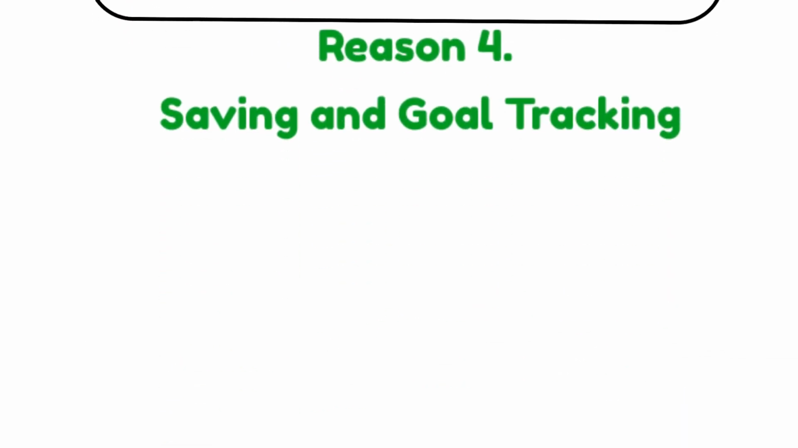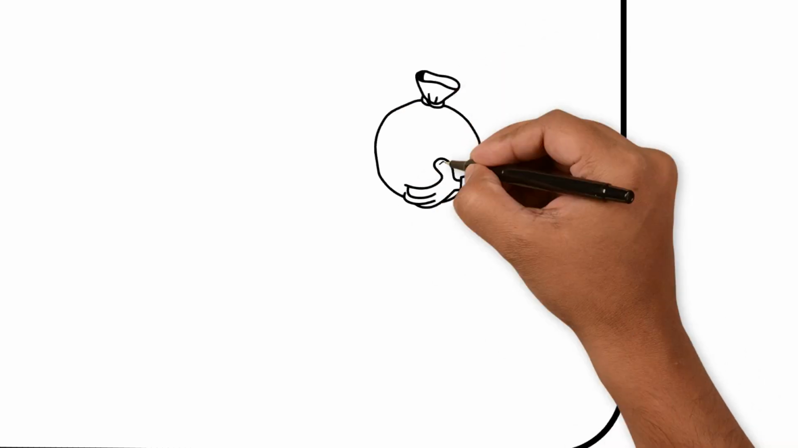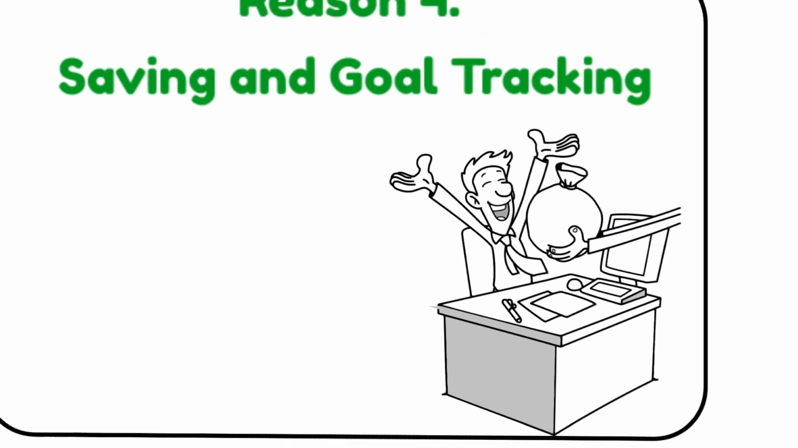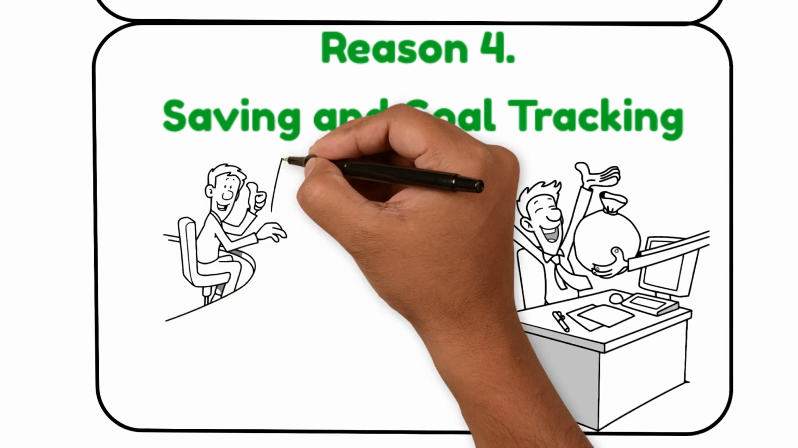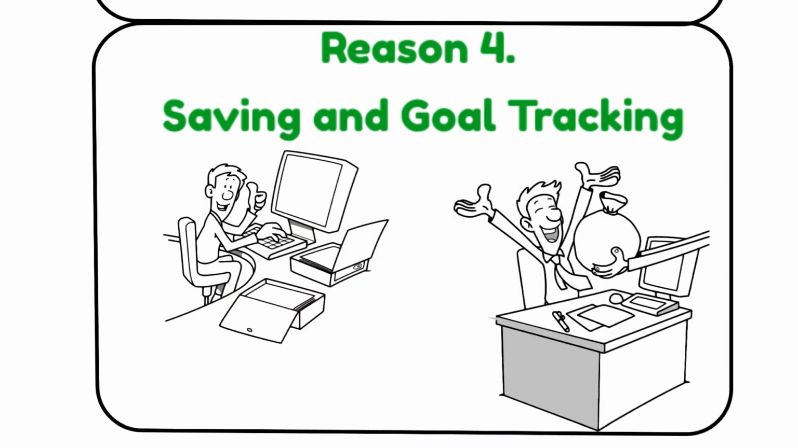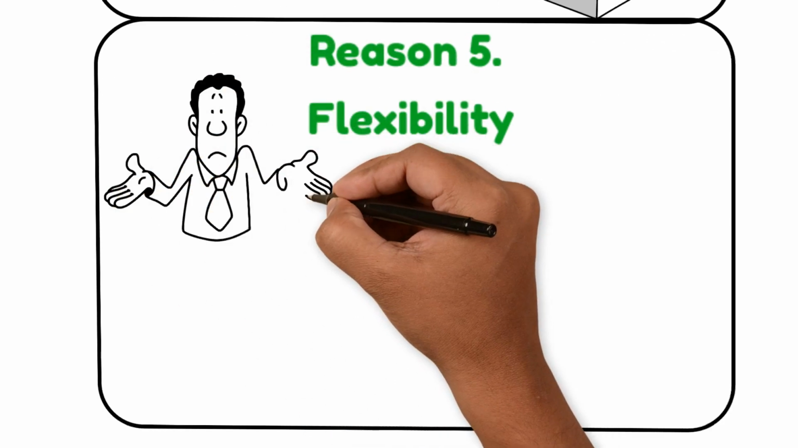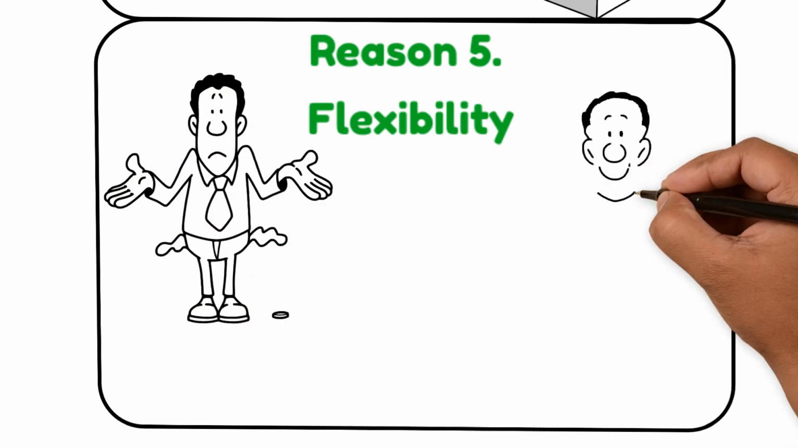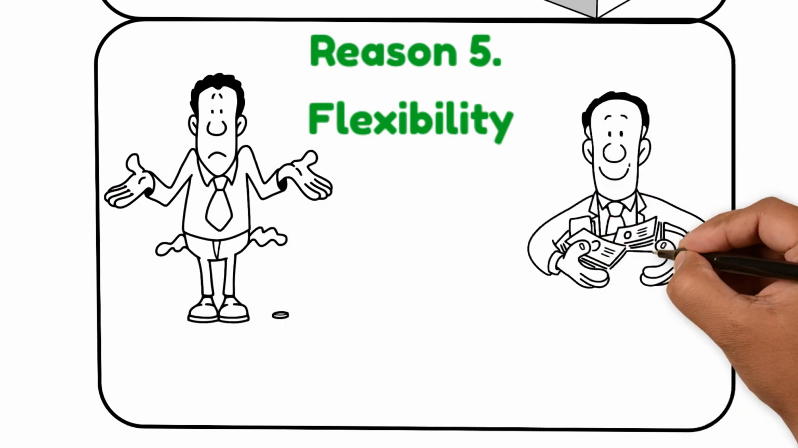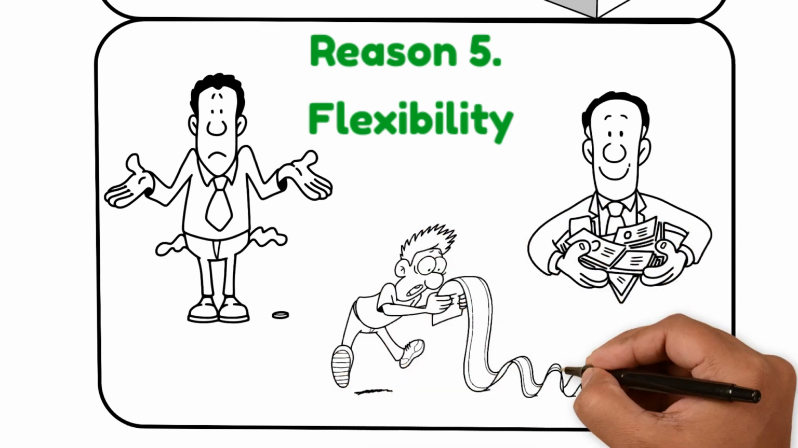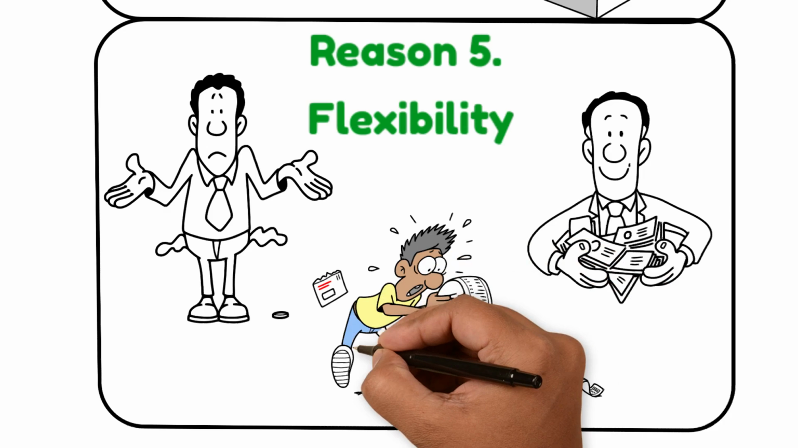Reason 4. Savings and goal tracking. It simplifies savings goals. You can create envelopes specifically for savings or financial goals, making it easy to see your progress and stay motivated. Reason 5. Flexibility. The system is adaptable to various income levels and lifestyles. It can be particularly effective for those with irregular incomes, allowing them to manage fluctuating expenses more efficiently.